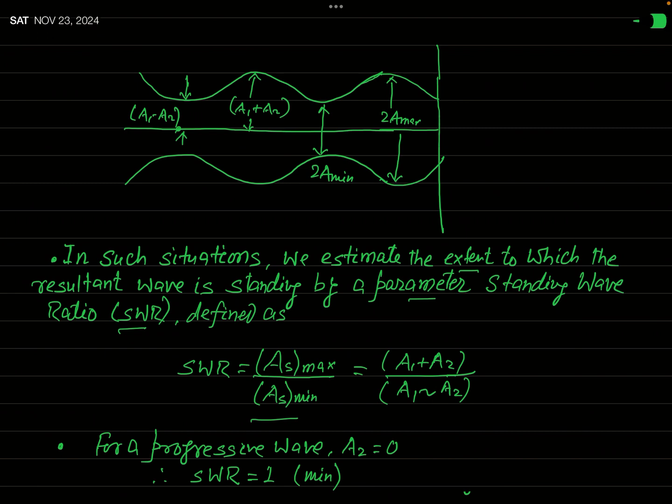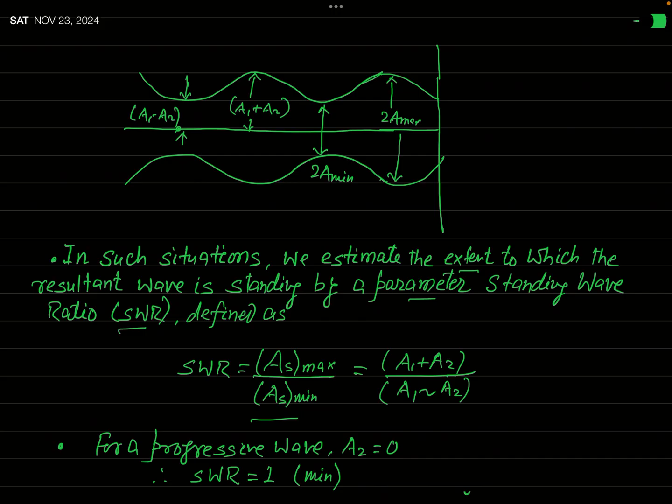So you can see this is just a number because it is a ratio of two amplitudes, maximum amplitude divided by minimum amplitude. Now if you consider that A1 and A2 are the amplitudes of the waves which get superposed to form the standing wave, then A_S maximum will be A1 plus A2 and A_S minimum will be the difference of A1 and A2. I have written difference, not A1 minus A2. Among A1 and A2, whichever is larger, we subtract the other amplitude from that.